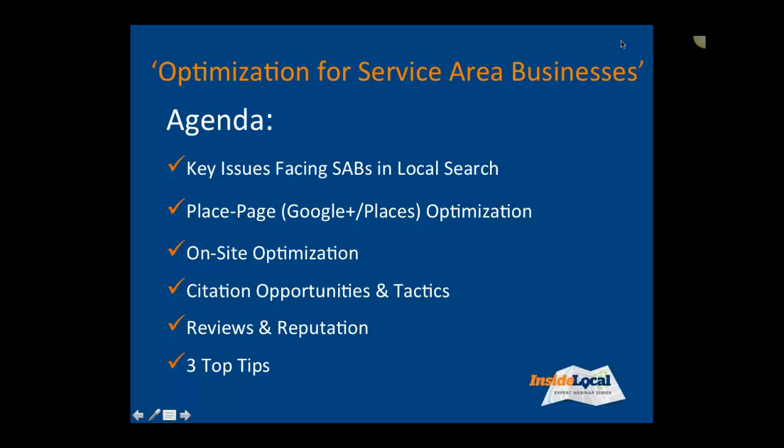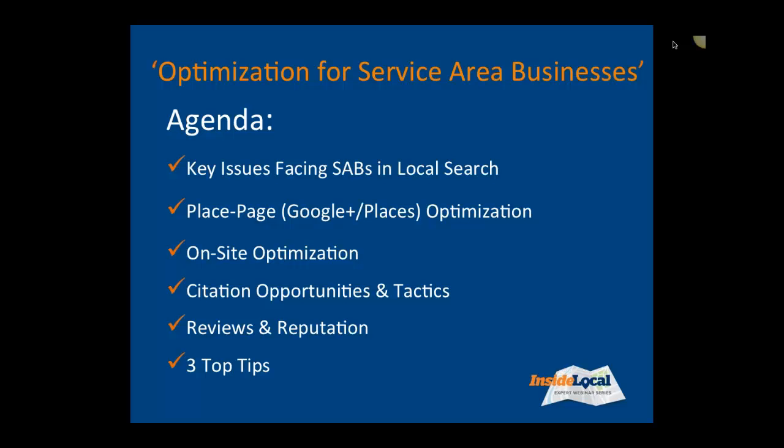In the agenda, there are 6 parts to it. We're just going to go over the key issues that face SABs in local search. Then we're going to focus on 4 things in particular in terms of how you can overcome these issues, and how our 2 speakers use these to great effect for either their own business or for their clients.